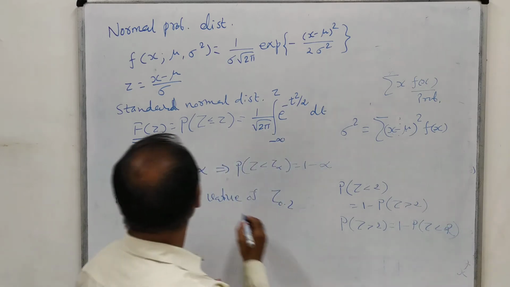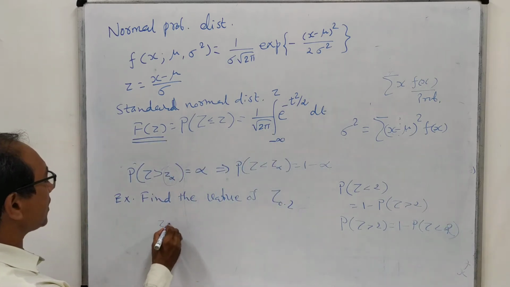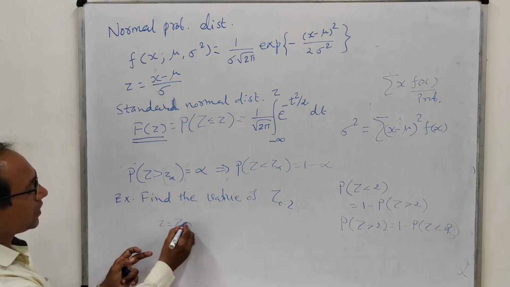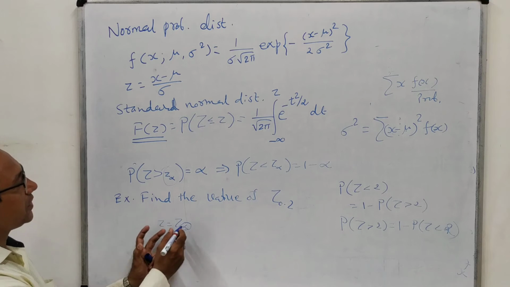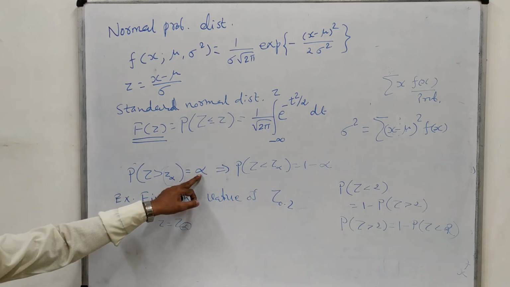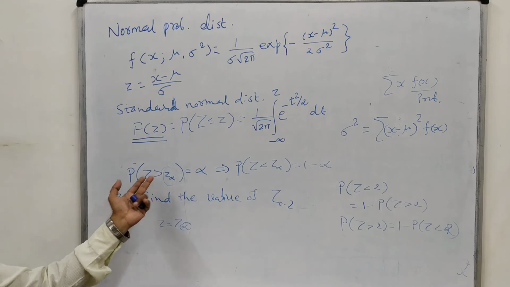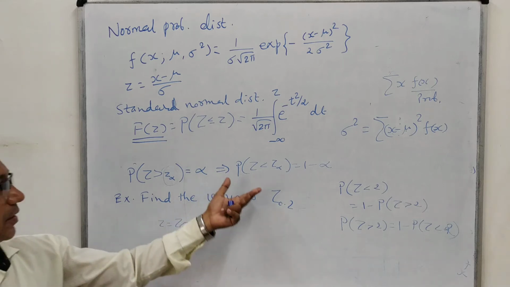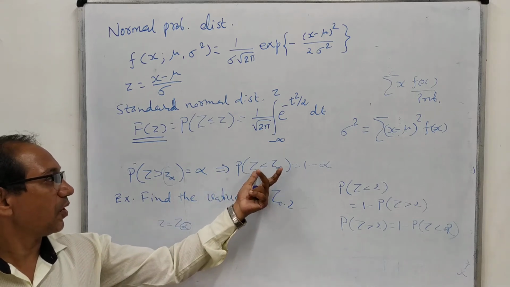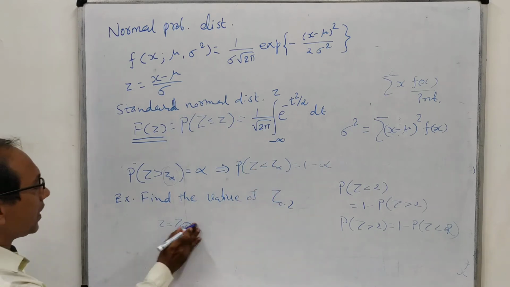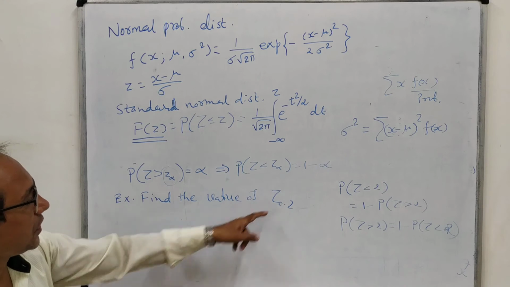So actually Z alpha is having the value of Z. It is nothing but the same thing. It is the value of Z, but we are just using the subscript alpha. That means it is related with some probability alpha. So alpha is the probability when the value of Z is greater than Z alpha. So the probability for Z less than Z alpha will be 1 minus alpha. So here in our example, we have Z 0.2 given.